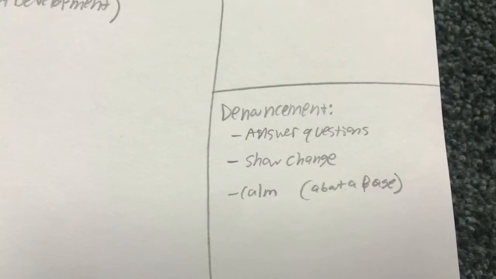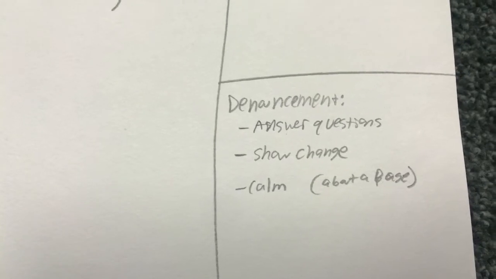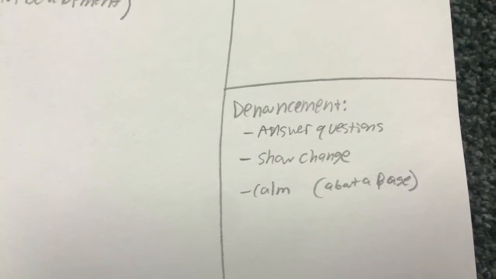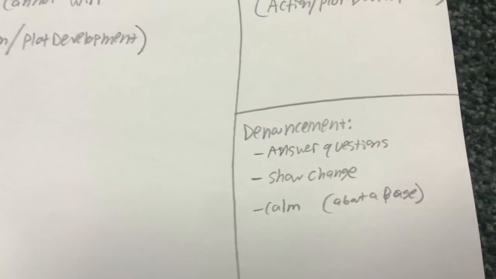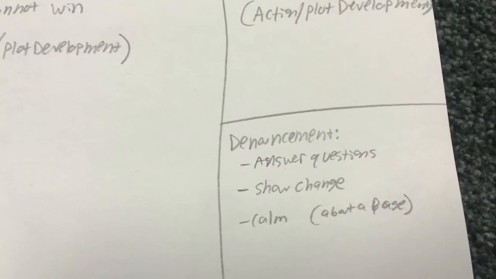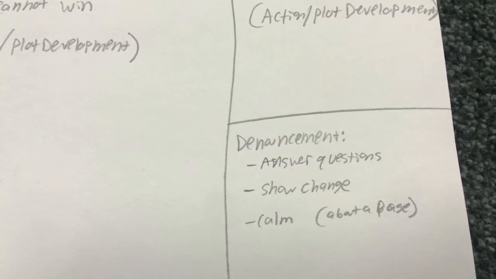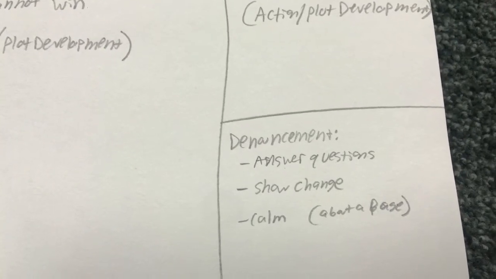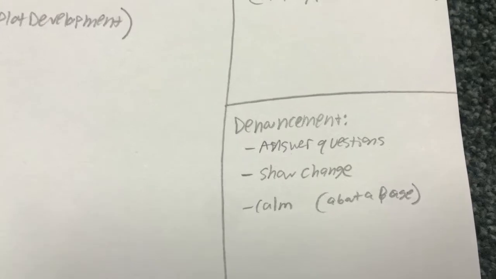This is especially where we want to show change of the character. The best characters are the ones that change. If the character doesn't change, maybe somebody else changes, some kind of scenery, but we want to show what impact the problems that the hero had, what impact that had on him, and what changed.